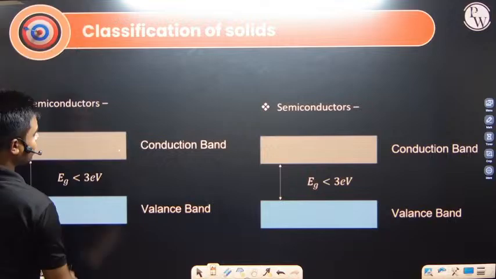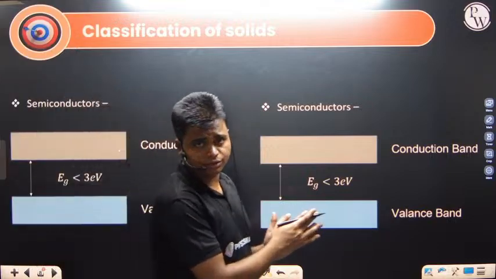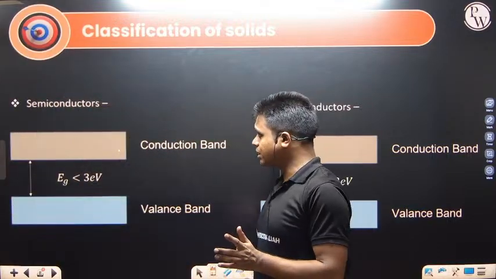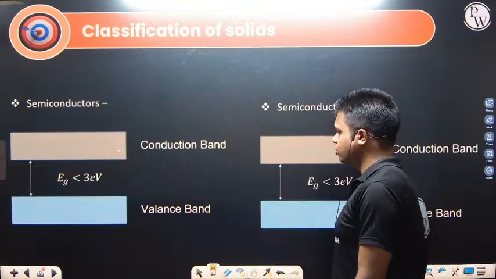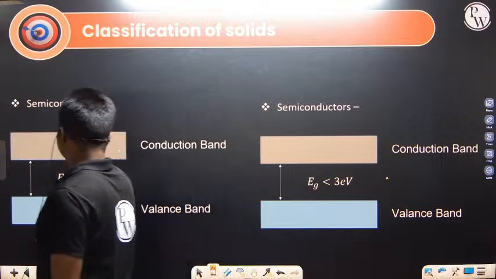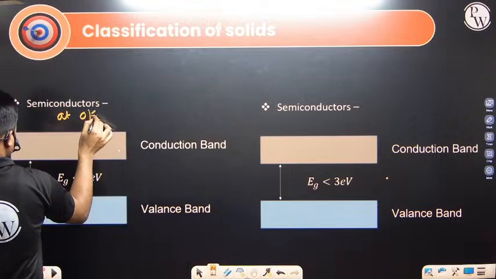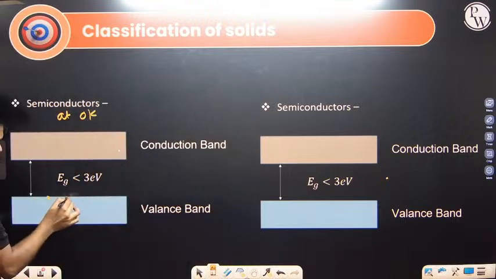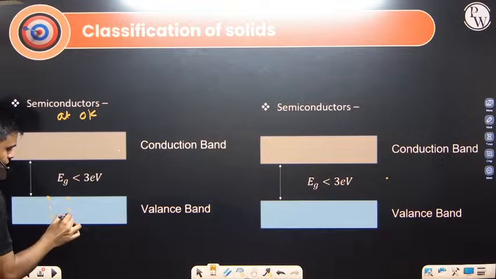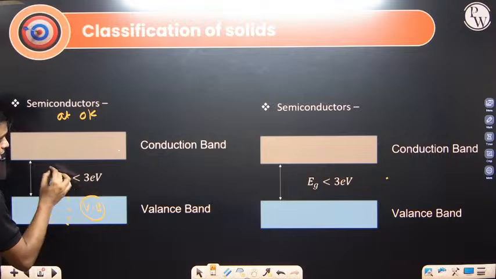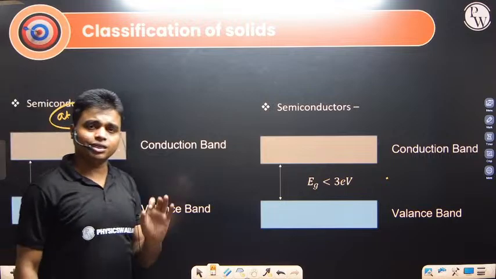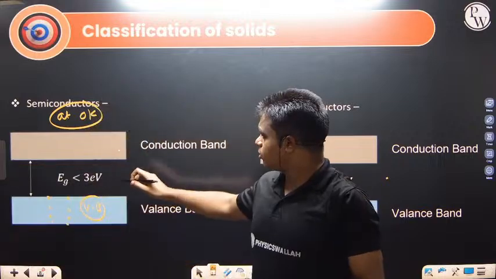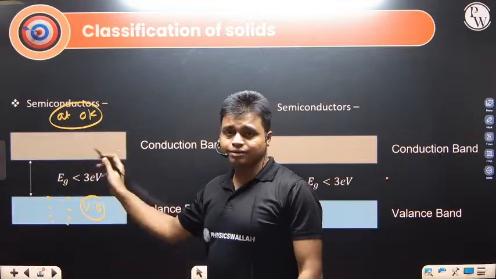Then there comes the semiconductor, for which the chapter is dedicated. A semiconductor at 0 Kelvin behaves as an insulator. In this case, all the electrons are inside the valence band only, and no electrons are in the conduction band. At 0 Kelvin, the conductivity of the semiconductor is 0, because it does not have any electrons in the conduction band.